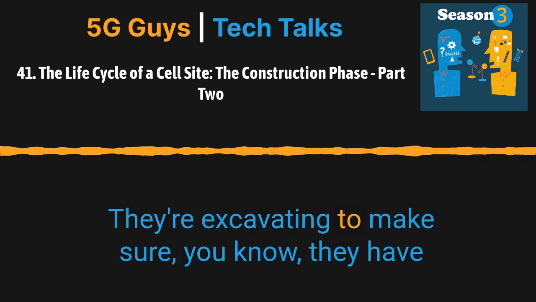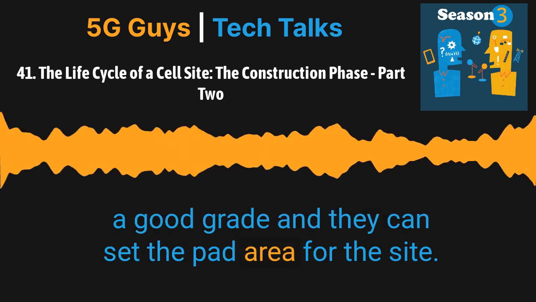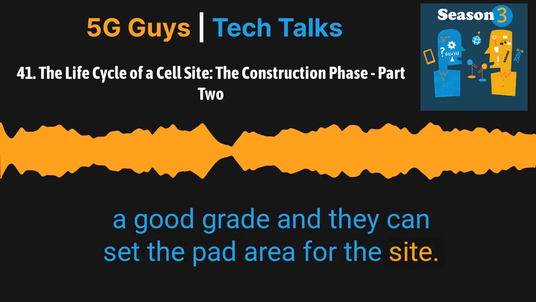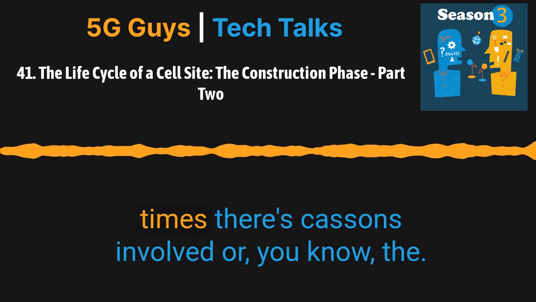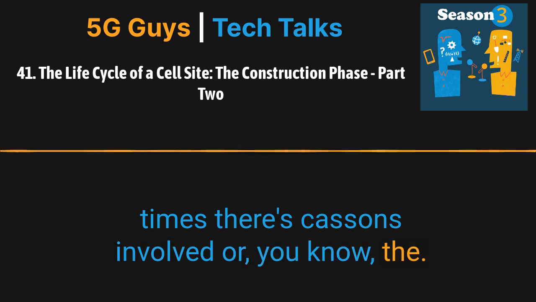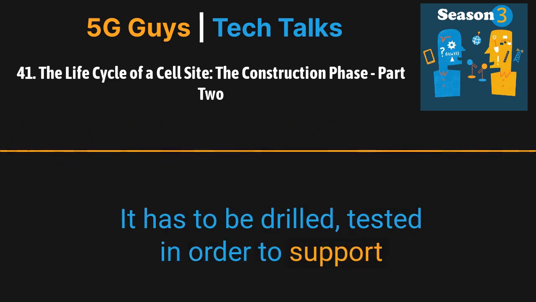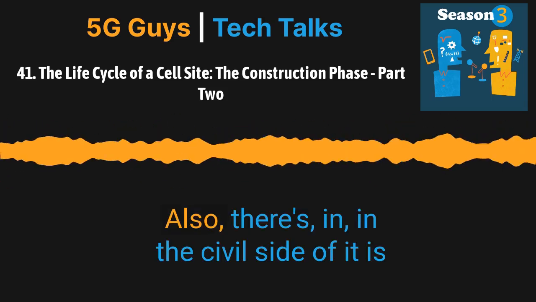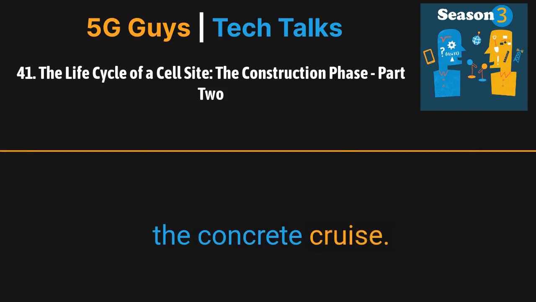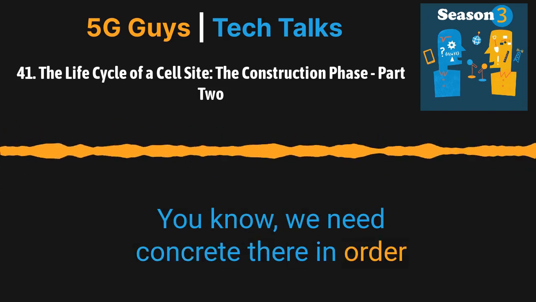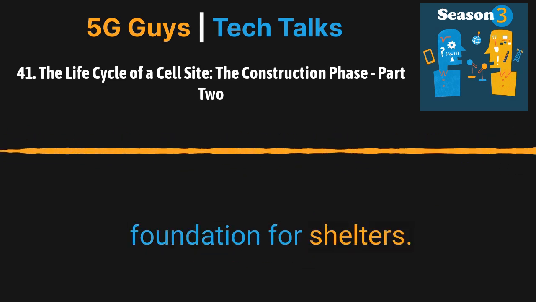They're excavating to make sure they have a good grade and they can set the pad area for the site. And if it's a tower, a lot of times there are caissons involved, or it has to be drilled and tested in order to support the tower structure. Also, on the civil side of it are the concrete crews. We need concrete there in order to have equipment pads and, in some cases, foundations for shelters.